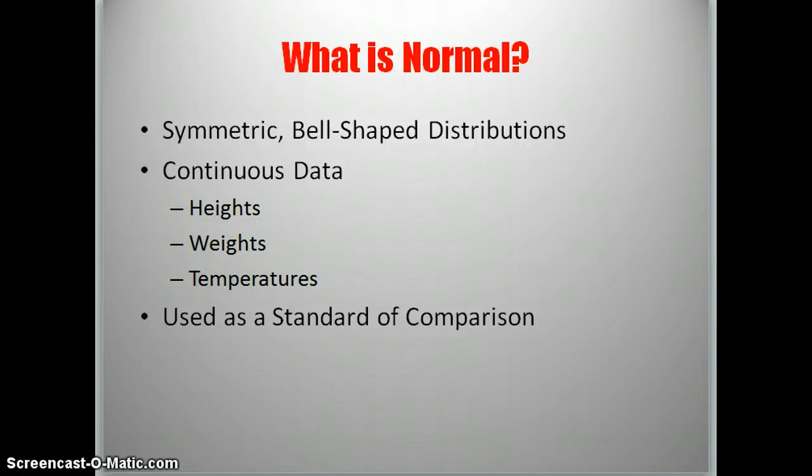It's often the result of measuring continuous data, like heights, weights, or temperatures. These normal distributions can be used as a standard of comparison. We can look at where most people fall within these distributions and say, well, this range is normal. Anything above or below this range would be not normal.